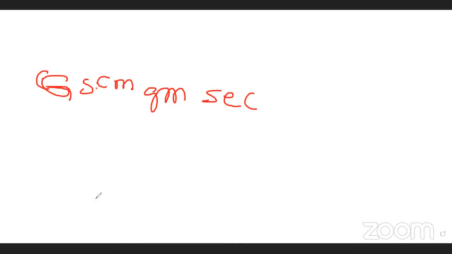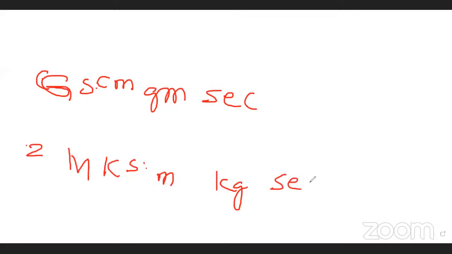Then the MKS system. MKS stands for meter, kilogram, and second. Means in the MKS system, length is measured in meters, mass in kilograms, and time in seconds.